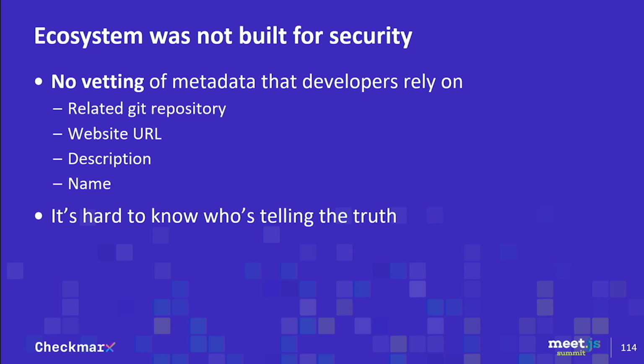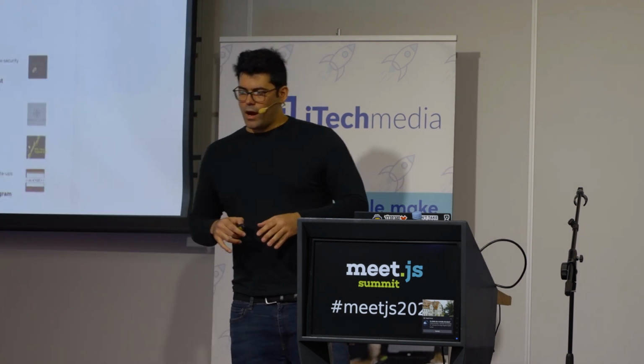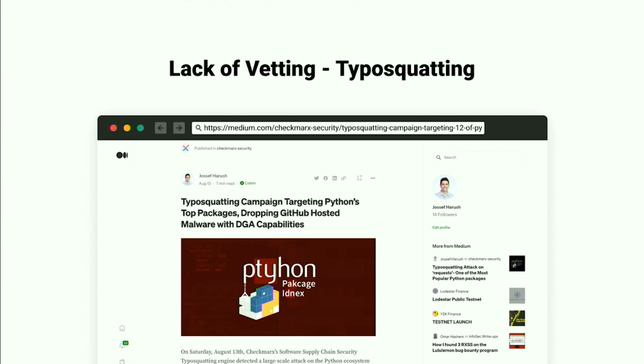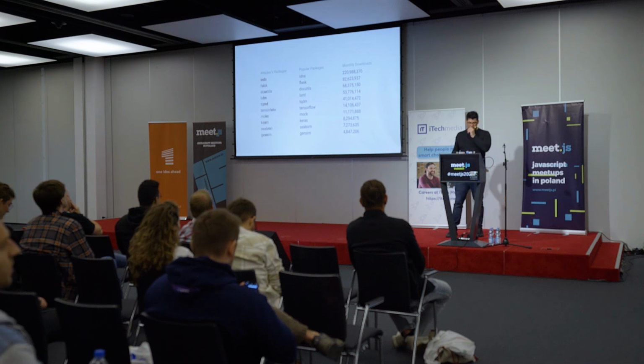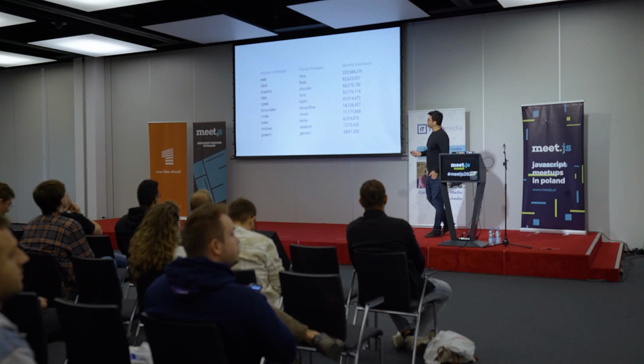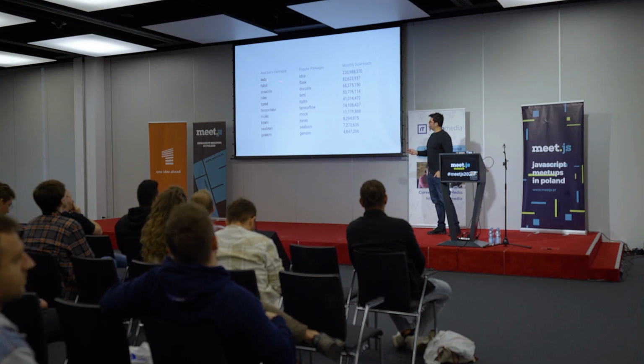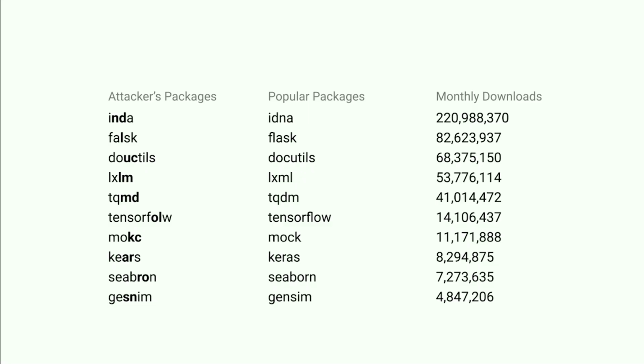So regarding starjacking and typosquatting, the ecosystem is not built for security. It was not designed for it. And it's hard to know who's telling the truth. Whenever someone is publishing a new package, there's no vetting. You can upload whatever you want, you can state whatever you want. Due to that lack of vetting, we are seeing typosquatting campaigns. So in this campaign we saw last month, over 12 malicious packages, look at the similarity, with a huge amount of downloads.